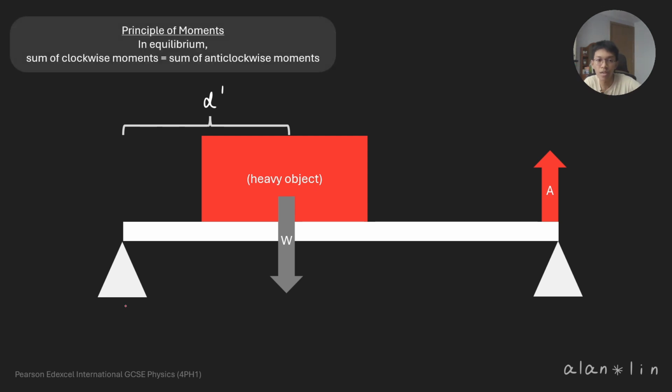Now, if we apply the principle of moments, we know that the sum of clockwise moments must be equal to the sum of anti-clockwise moments. This means that the anti-clockwise moment caused by force A must also decrease so that the opposite moments are equal, so that the beam is in balance.